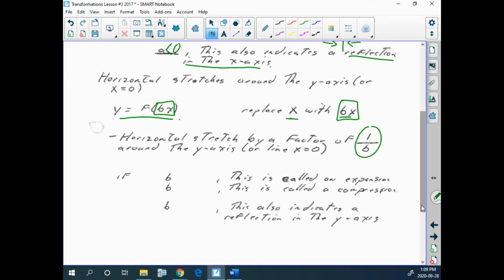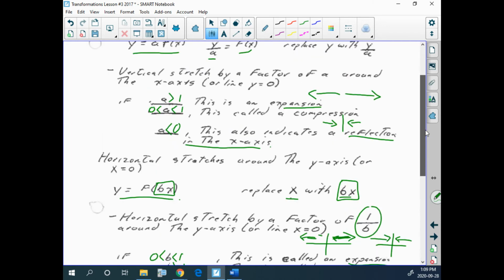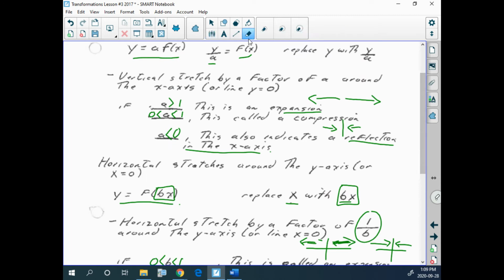So if b is between 0 and 1, we have an expansion. Again, sorry, I gotta go back. Here we're going to the y-axis. Got that wrong. This way. And if b is greater than 1, we are talking about a compression where we have this. And then b being also less than 0, we have a reflection. Now, I did everything right up here except I used the wrong axes on here.